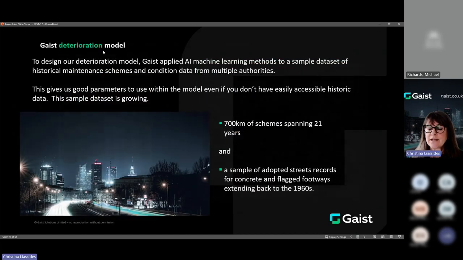So, how do we design our deterioration models given all those issues? Well, what we did is we used AI machine learning on a sample data set, but a large sample data set, and we used it across time as well as across areas. So that's quite important. You can watch a certain spot for 30 years maybe, and that will give you some very valuable information about that. But actually, that's quite a narrow sample. So what we're trying to do is take not just a huge time series, but also a huge area series, if you like. So from multiple authorities, and that gives us good parameters to use.